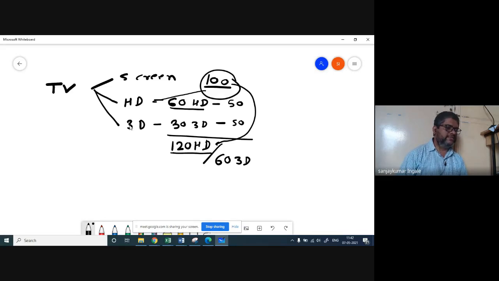Out of 120 HD total production capacity, we can use half of the time for 60 HD TVs, and the remaining half of the time we can use to produce the 3D TVs. But the total equivalent time to produce is equal to, you have to select one basic unit.